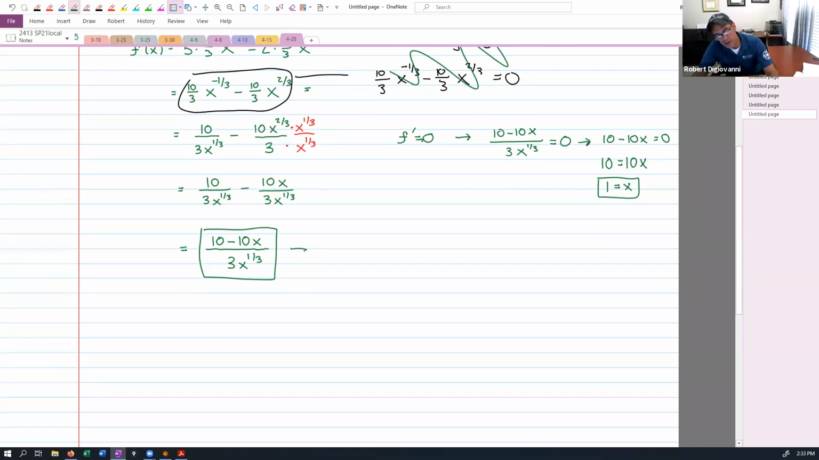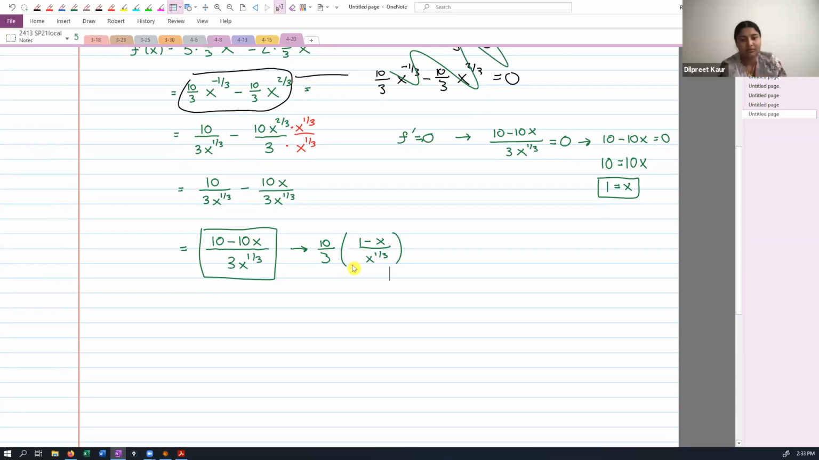Yeah, so if you would have factored out 10/3, here's what it would have looked like. It would have been this. There. That's what it would have been. Yeah, okay, that's what it looks like. Thank you. Okay, so I've figured out where the derivative is 0.